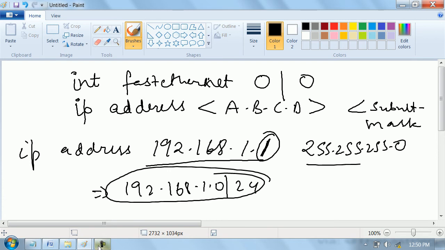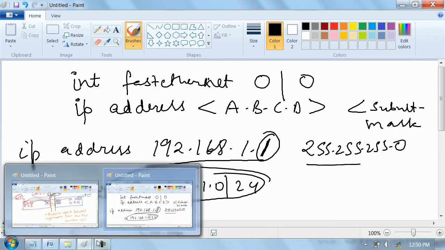The router has calculated the network ID.